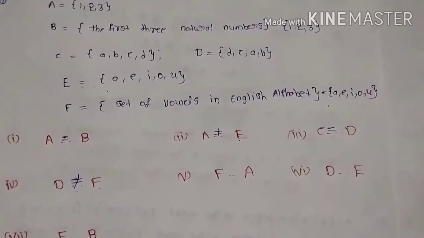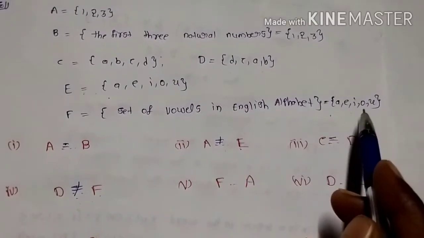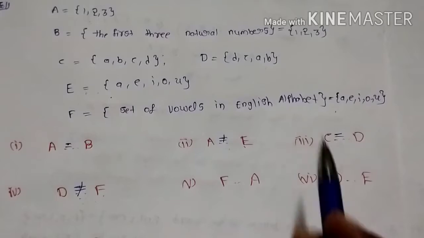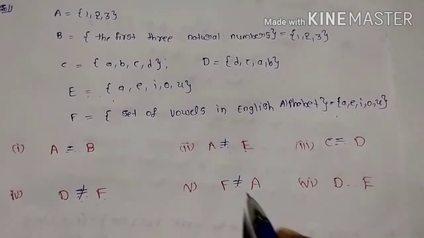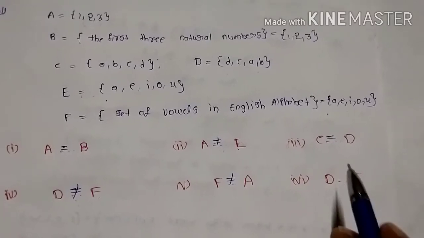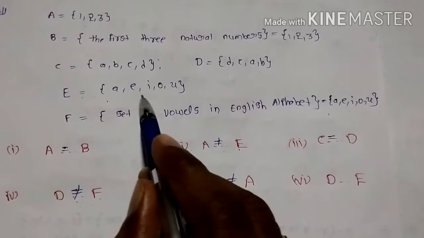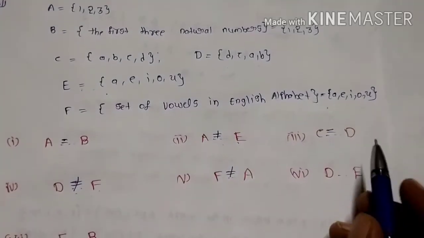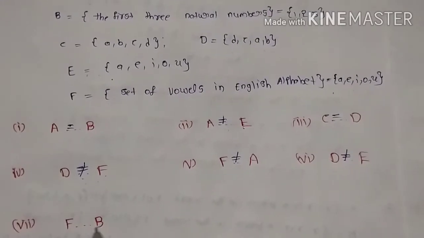What do you mean by equal sets? Now F and A. F means {a, e, i, o, u} and A means {1, 2, 3}. Directly we can say it is not equal. Yes or no? Yes. Next, D and E. D is {d, c, a, b} and E is {a, e, i, o, u}. How can you say these are equal? We can say directly it's not equal.